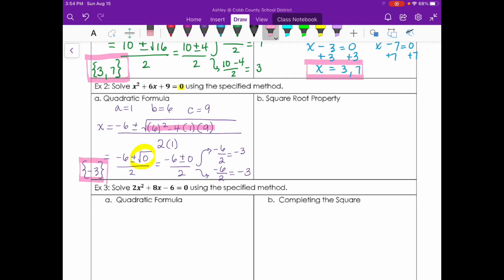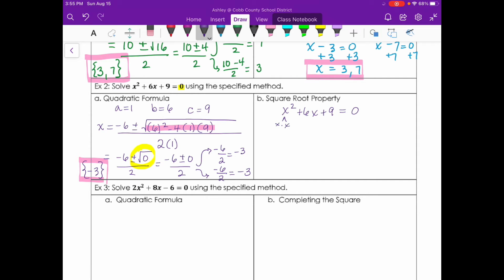So for this one, let's work this one out using the square root property. The square root property is where we try to get a quantity or a variable squared on one side of the equation and constants on the other side so that we can take the square root. We have x squared plus 6x plus 9 equals 0. And I don't know if you noticed, but this is a perfect square trinomial.